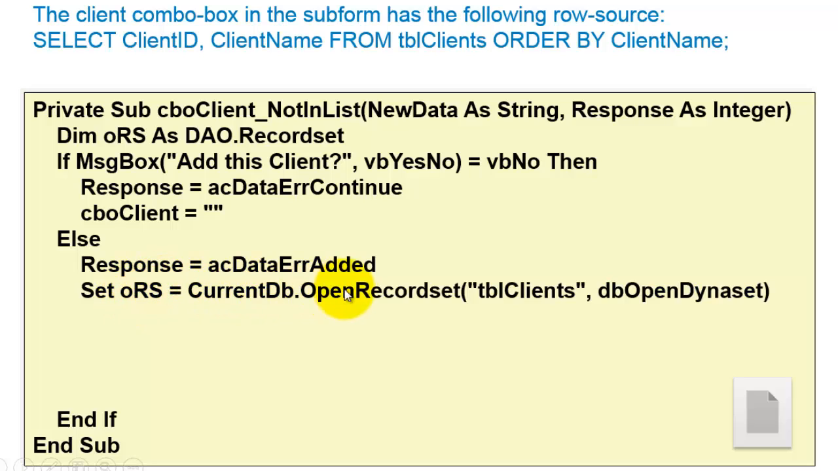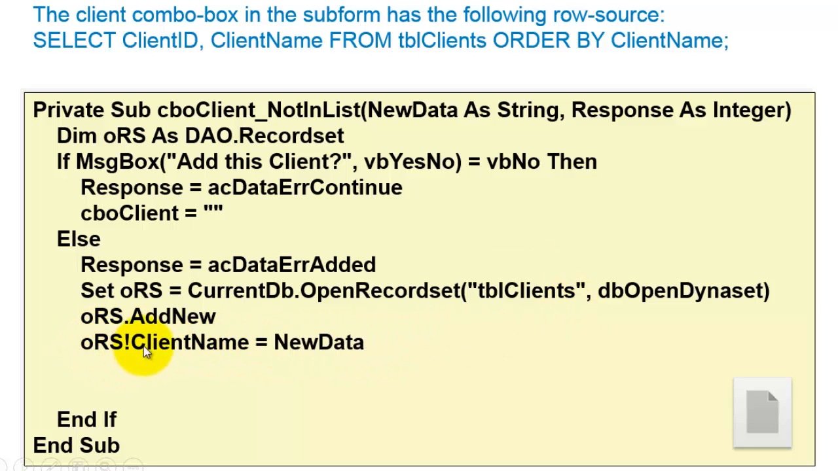make RS point to the record set in the current database that is called table clients, and we open it as a dynaset. That means it's dynamic, so you can add things to the database. Add a new record, and in that new record make the client name field set to the new data. That is that argument. Don't forget to update the record and close the record set.